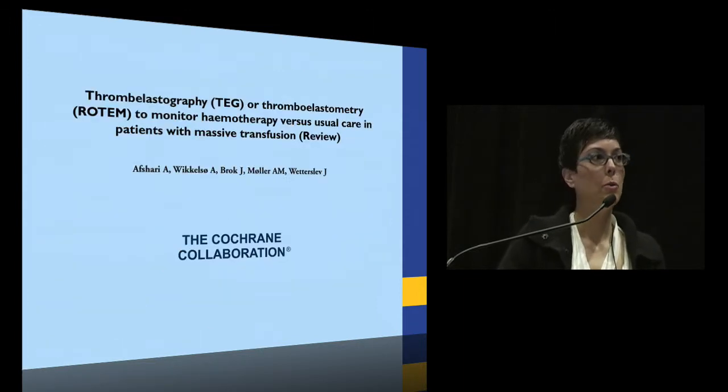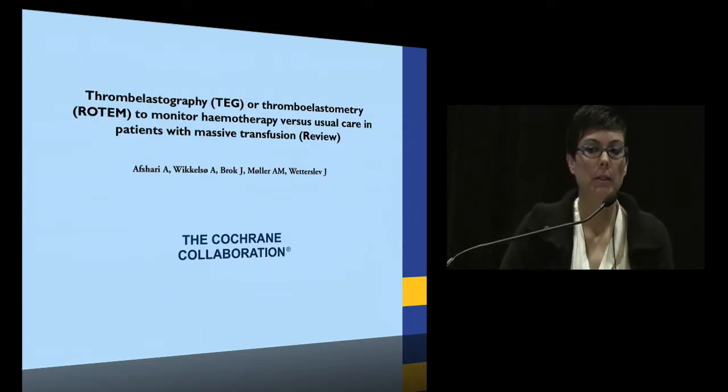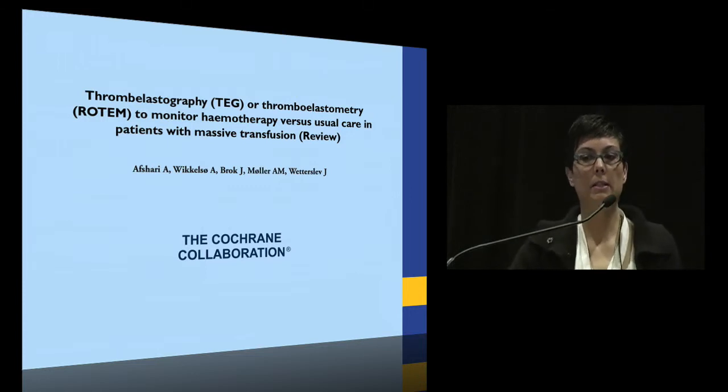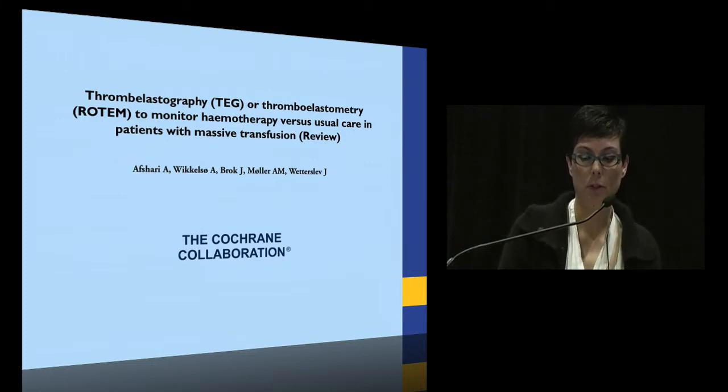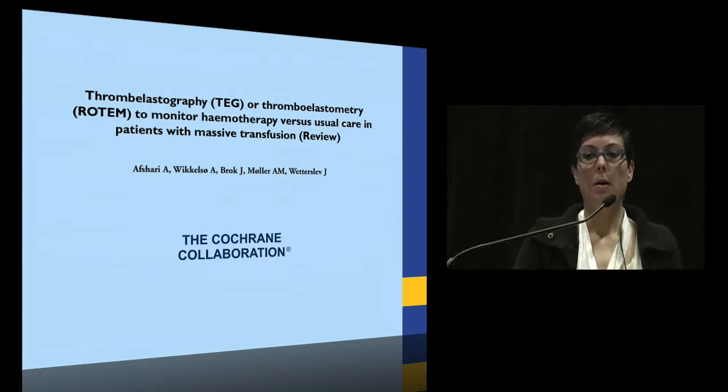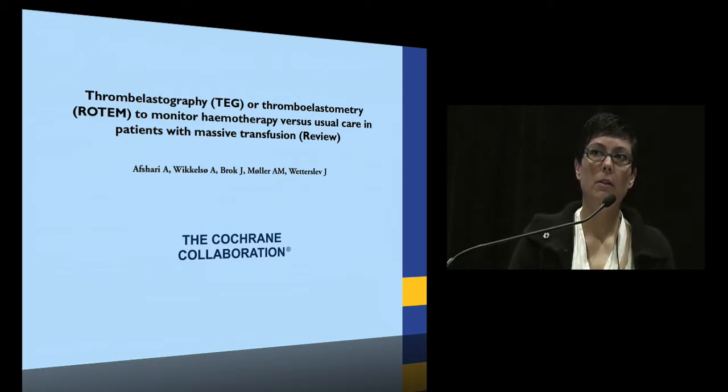Okay, so the Cochrane Collaboration, love Cochrane. It always takes a bunch of data and puts it together and says, how effective is the TEG and the ROTEM? And is it something that we should use for massive transfusion? So they took 9 different studies, over 700 patients, and in those studies, only 5 were looking at mortality, but they weren't powered to look at mortality.